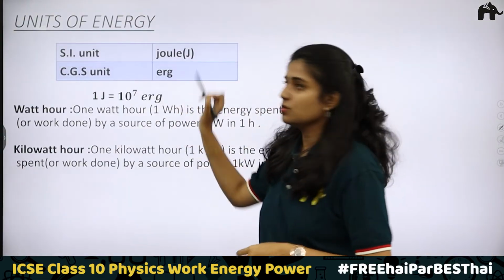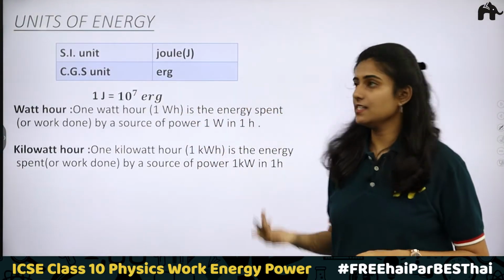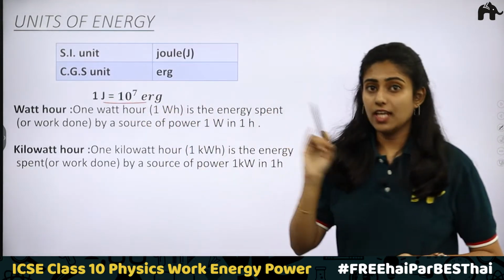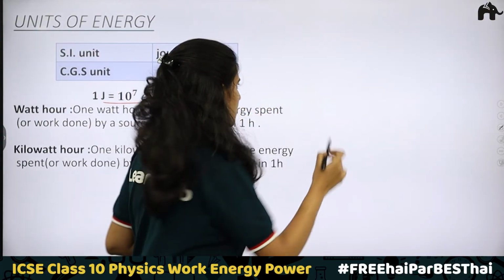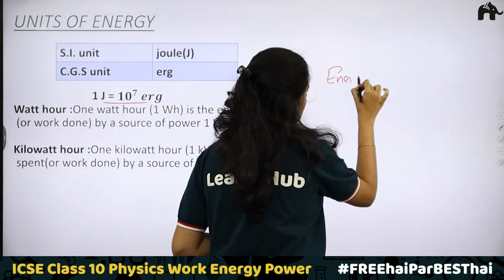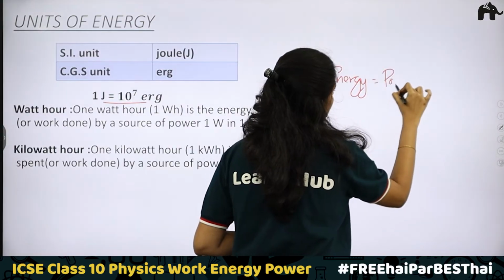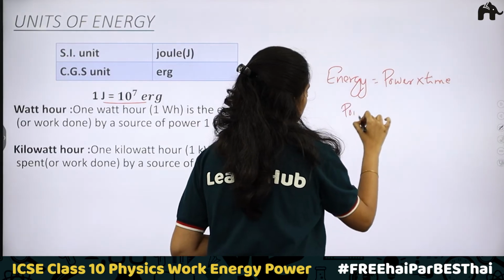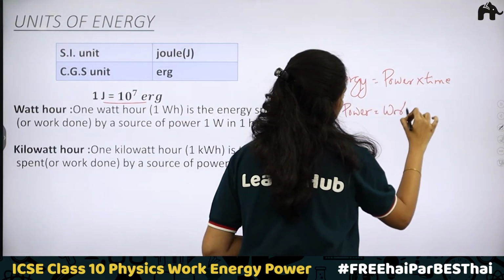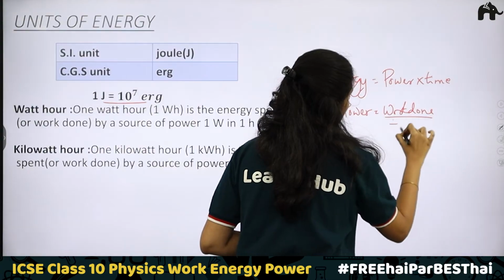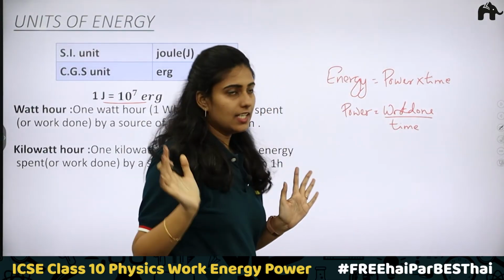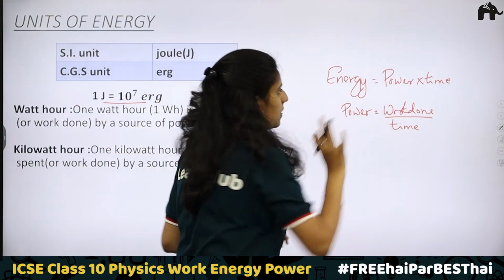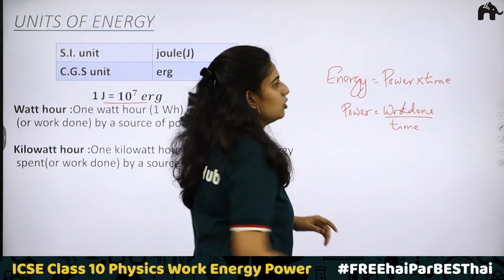SI unit of energy is joule, represented as capital J, and the CGS unit is erg. 1 joule will be equal to 10 raised to 7 erg. Okay. Now there are two other units. Before that, we can find energy. Energy power relation, that is, energy is equal to power into time. So we have studied a relation. What is power? Power is equal to work done divided by time taken. We said that work done and energy are the same. So cross multiplying, we get work done is equal to power into time. Same. Energy is equal to power into time.